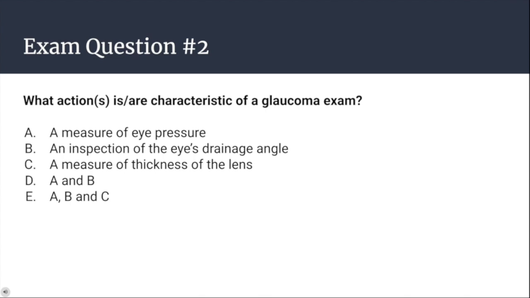So here we have exam question number 2. So what action or actions is or are characteristic of a glaucoma exam? So from a previous slide, we know that a measure of the eye pressure is taken. Your ophthalmologist will also do an inspection of the eye's drainage angle. However, a measure of the thickness of the lens is not taken. A measure of the thickness of the cornea is what's taken and not the lens. Therefore, the answer to this question would be both A and B, and that would be option D.